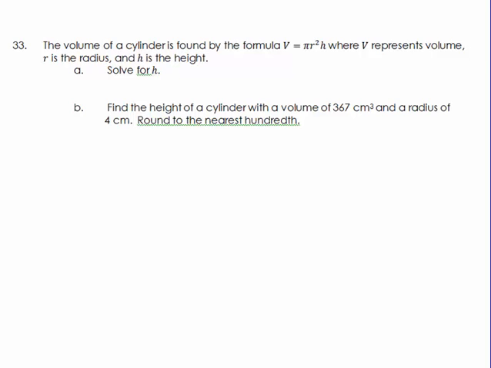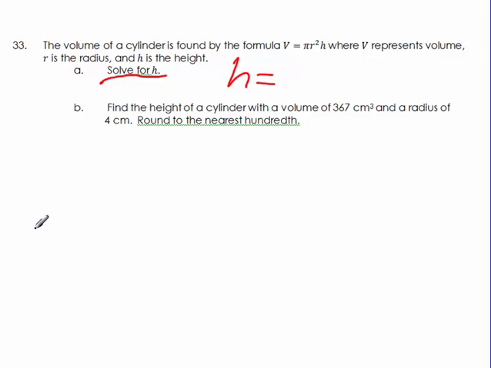Here we have a really good question, and we actually had this question on a quiz. The volume of a cylinder is found by the formula V equals pi r squared h, where V represents the volume, r is the radius of the cylinder, and h is the height of the cylinder. It asks me to solve for h. In other words, I need a statement where h equals something in terms of V, pi, and r squared.